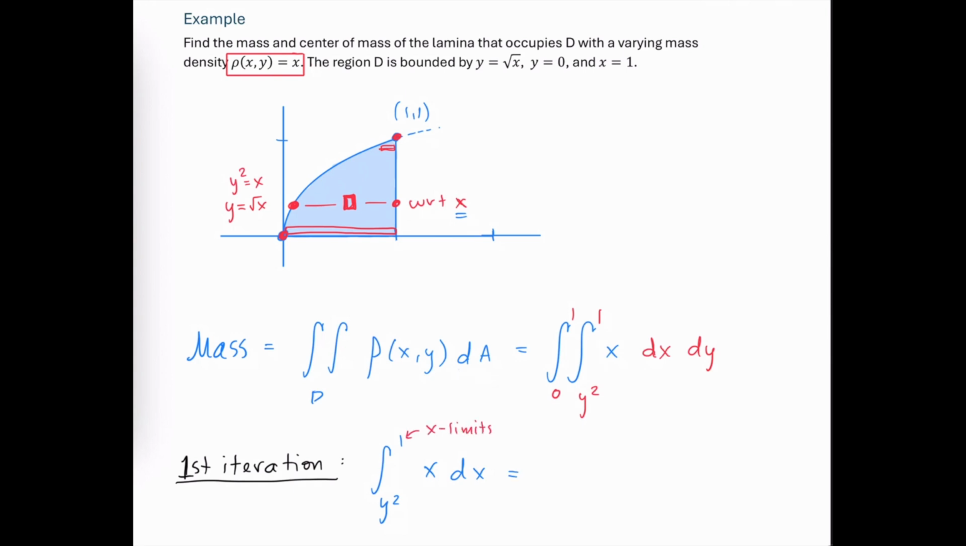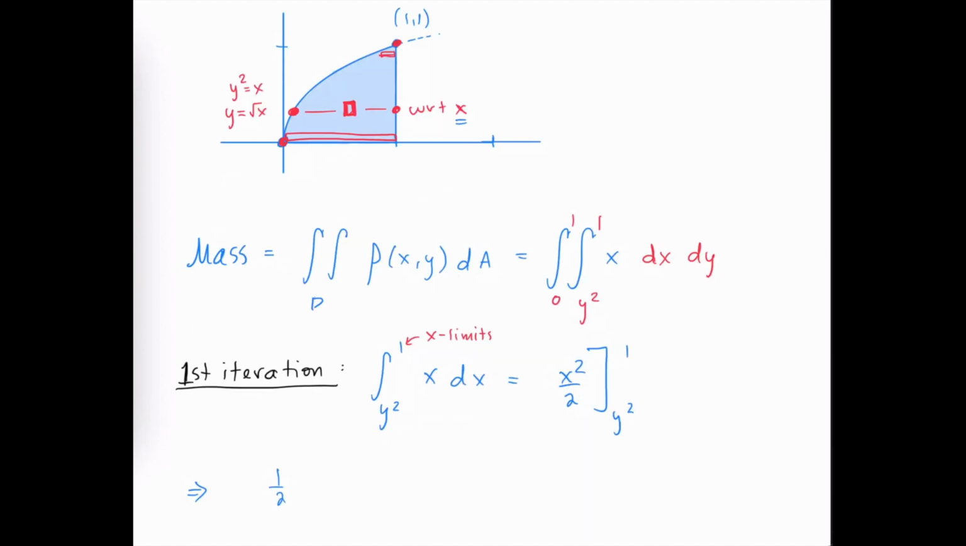The integral of x with respect to x is x squared over 2, and then we evaluate this from y squared to 1. Let's pull the 1/2 to the outside and plug 1 in for x squared minus y squared in for x squared. And so we get 1/2 times 1 minus y to the 4th power, which becomes the integrand for the second iteration.